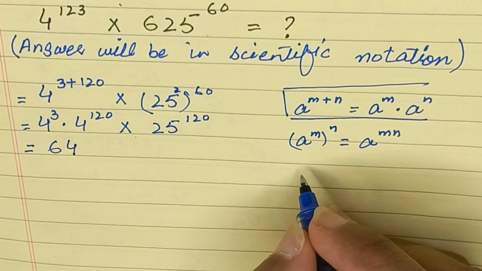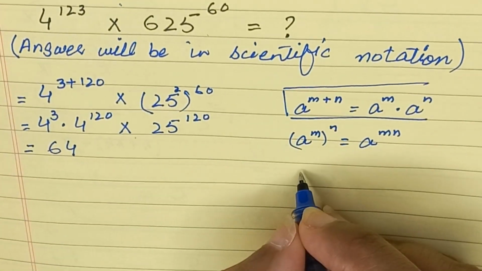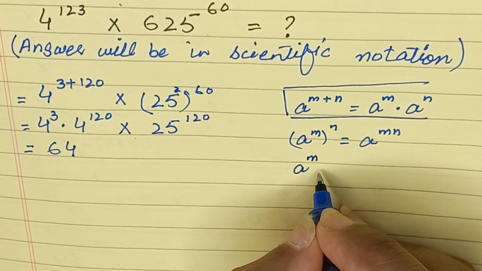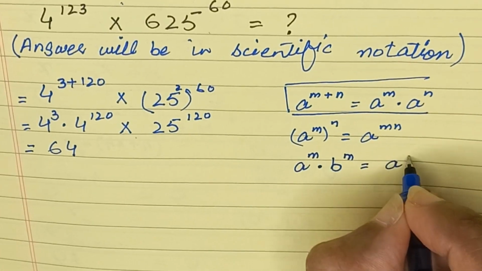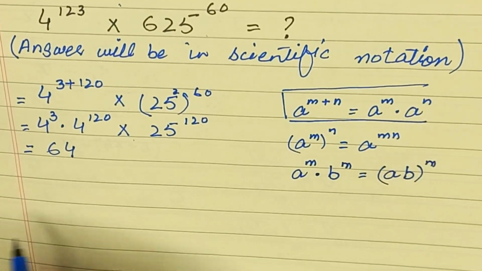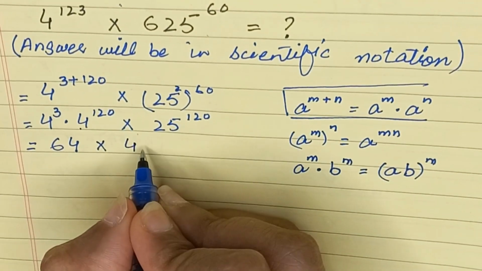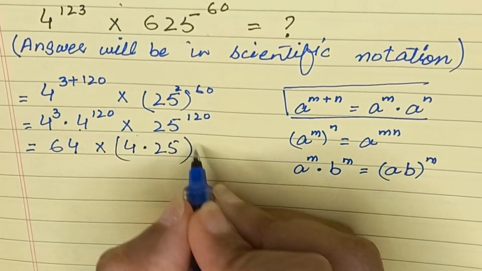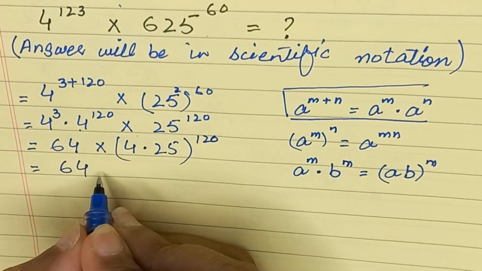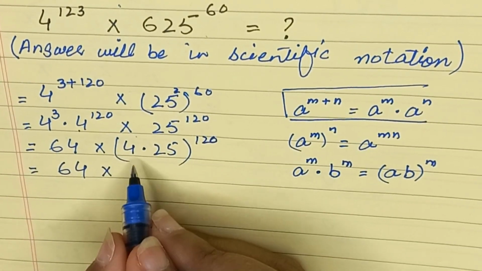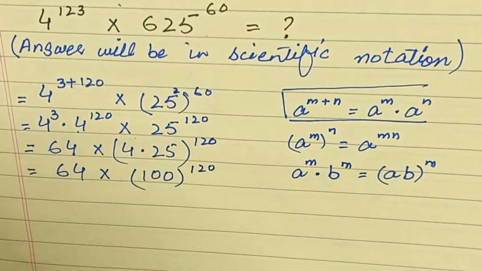and we can write it as a raised to the power m into b raised to the power m. We can write it as a into b raised to the power m. So it will become 4 into 25 raised to the power 120. So from here 64 multiply 4 into 25 is 100 raised to the power 120.